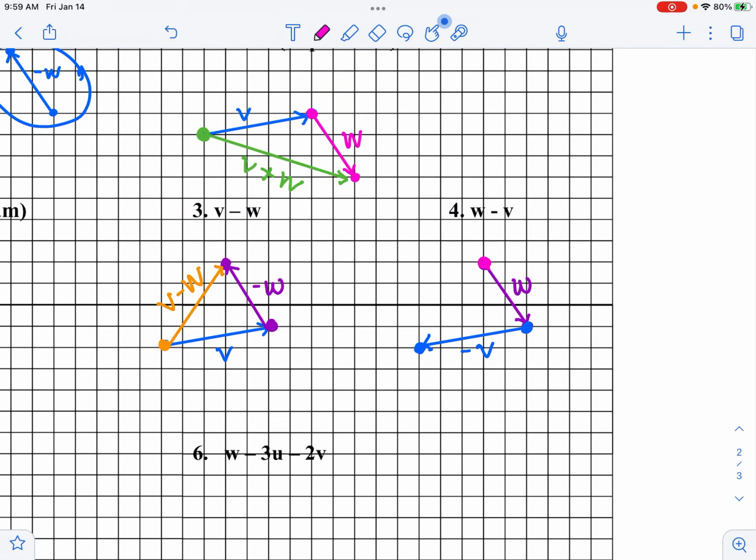And now I'm going to show w minus v. So I'm going to start at my first point at w and then go to the terminal point of the opposite of v. And this is w minus v.